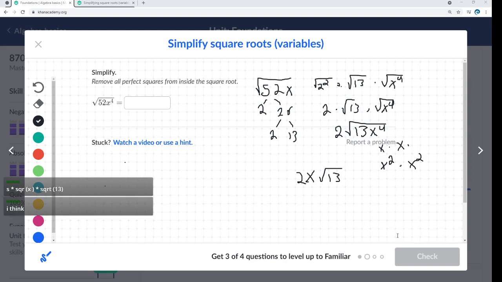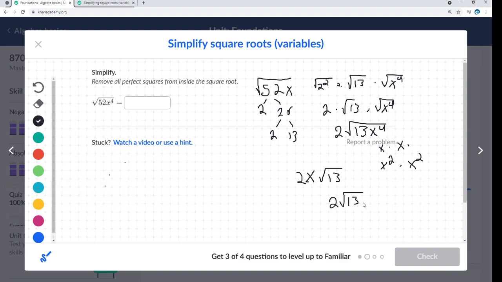Okay, so if you're writing it that way, 2 times the square root of x times the square root of 13, wouldn't it be written like 2 times the square root of 13x?